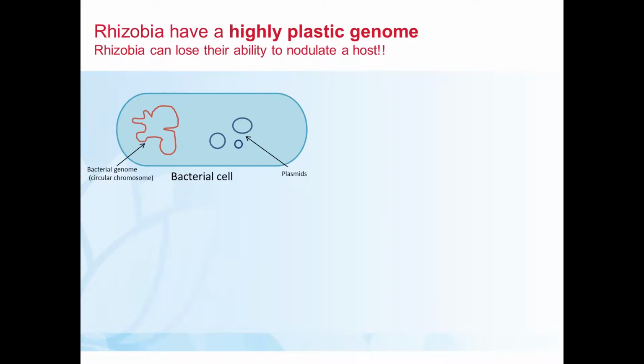In the same way, nodulation genes are often included on plasmids of bacteria. Bacteria can actually lose these plasmids, or they can swap the information carried on these plasmids with other bacteria. Essentially, for some of our rhizobial strains, they may be the correct bacteria, but they can lose the ability to nodulate a host.